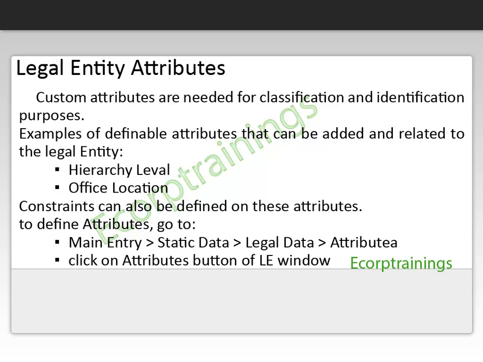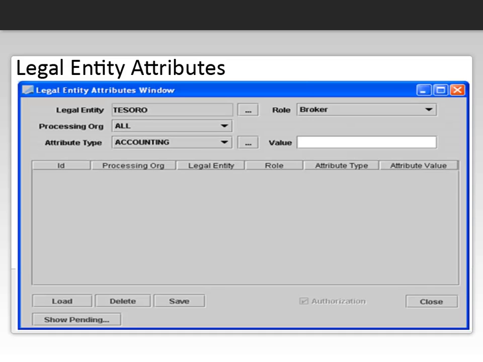Legal entity attributes. Custom attributes are needed for classification and identification purposes. Examples of definable attributes that can be added and related to the legal entity are hierarchy level and office location. Constraints can also be defined on these attributes. To define attributes, go to Main Entry, to Static Data, to Legal Data, to Attributes. Click on the Attributes button of the Legal Entity window.